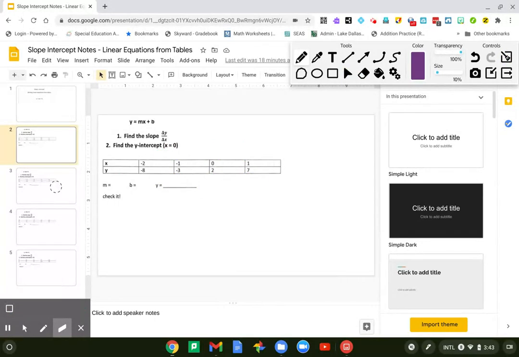Okay, let's go to the next one. Let's do the same exact thing. We're trying to find our change in y over our change in x. And when we do that, what is happening with our y's?